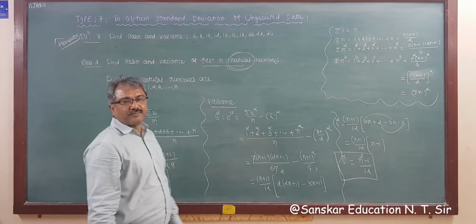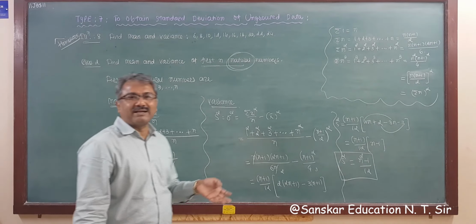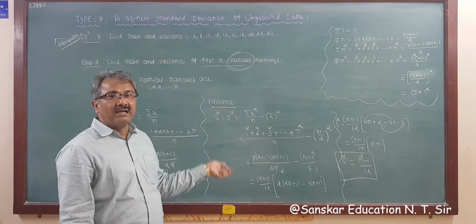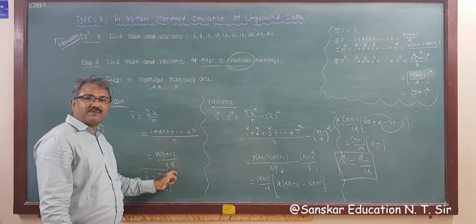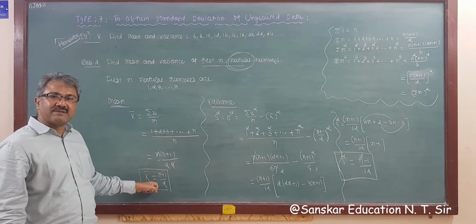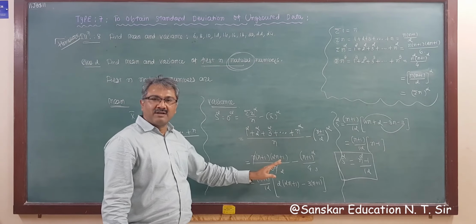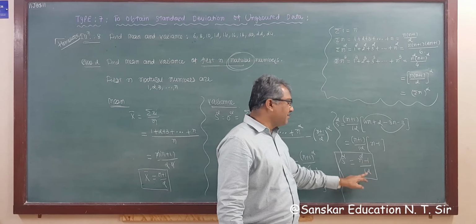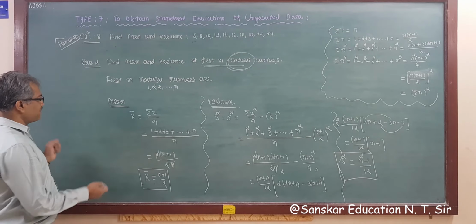So for shortcuts in competitive exams like GUJCAT and JEE, remember this formula: the mean of the first n natural numbers is always n plus 1 by 2, and the variance of the first n natural numbers is n square minus 1 by 12. Suppose you have an example, see how to solve MCQs.